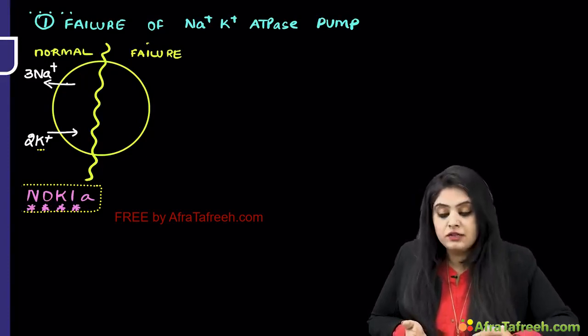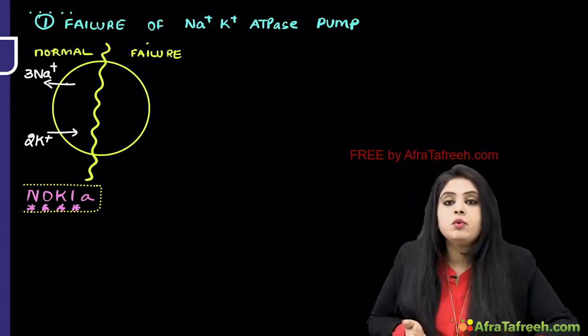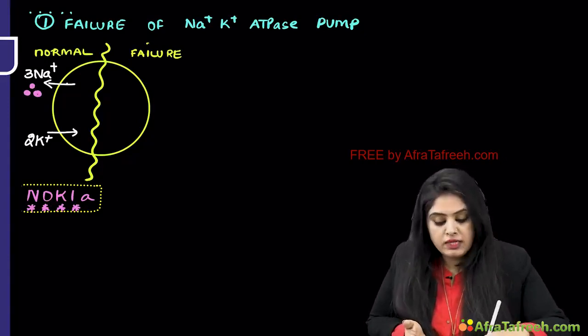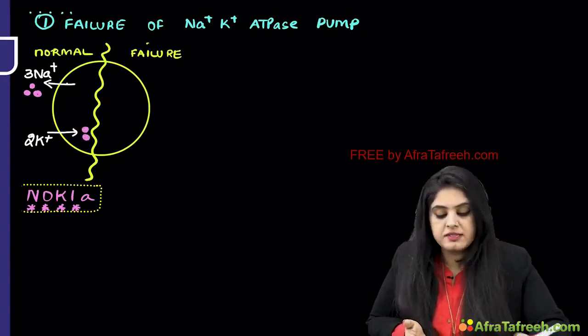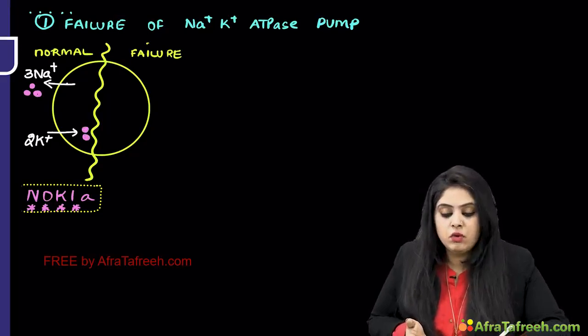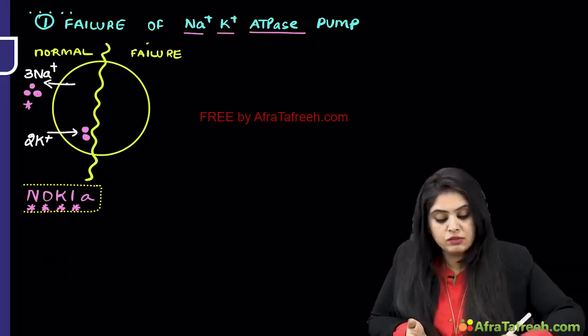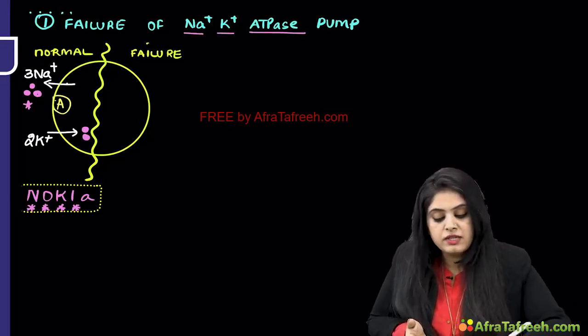That is normal. So tell me something. Where do you have more number of ions? See, 3 sodium have gone outside and only 2 potassium have come inside. So at the end of the day, more number of ions are outside, right? Now let's talk about the third part. Sodium done, potassium done. What about ATPase? So this entire pump actually required ATP.